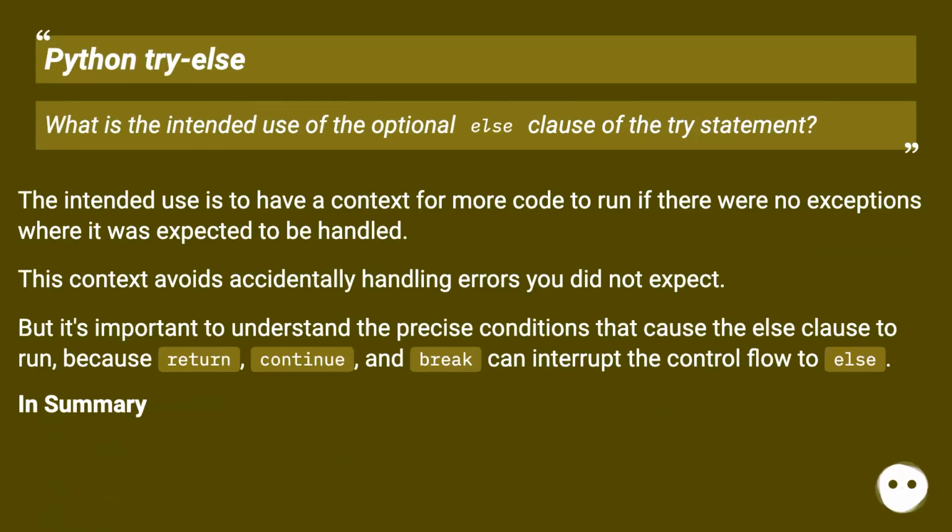Python try else. What is the intended use of the optional else clause of the try statement? The intended use is to have a context for more code to run if there were no exceptions where it was expected to be handled. This context avoids accidentally handling errors you did not expect.